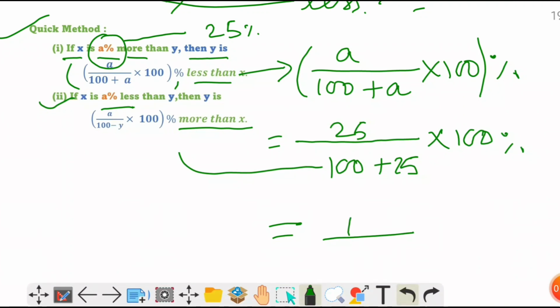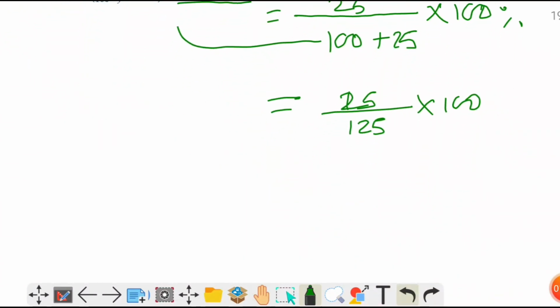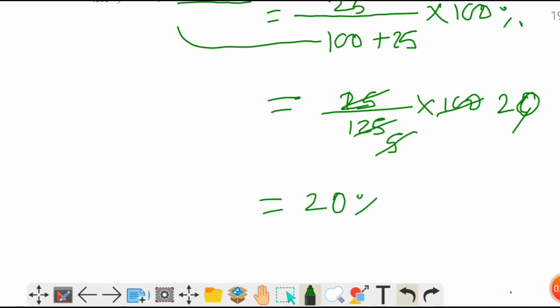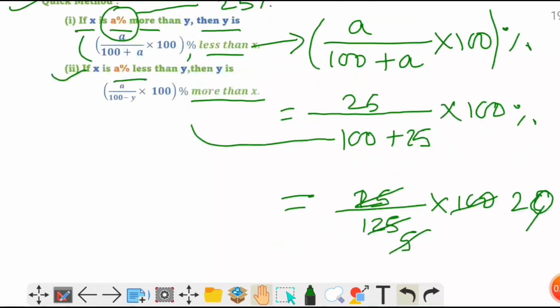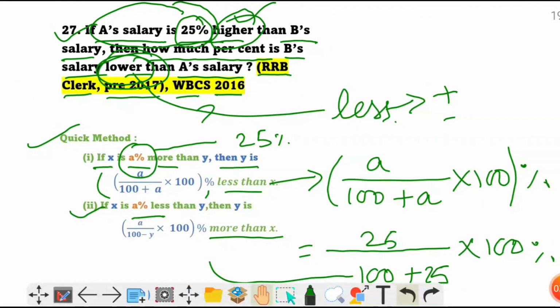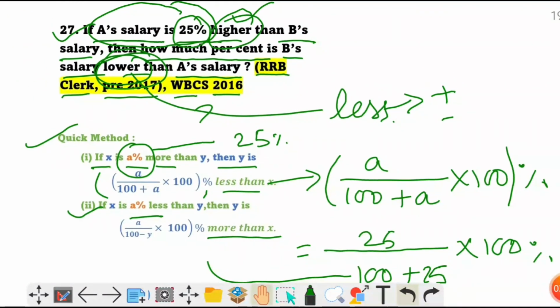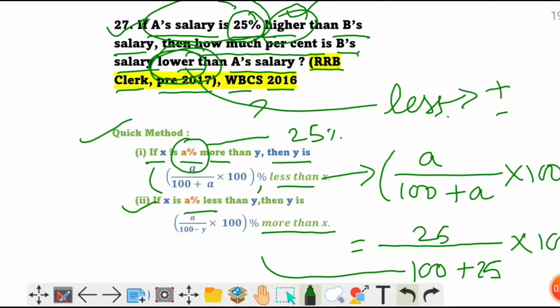Now in the numerator we have 25, and in the denominator 100 plus 25, that is 125, into 100. Now we'll cancel out by 25. 25 ones are 25, 25 fives are 125, and 5 20s are 100. So we got 20%. So our answer is B's salary is 20% lower than A's salary. Simply by using the formula, we found out the answer.